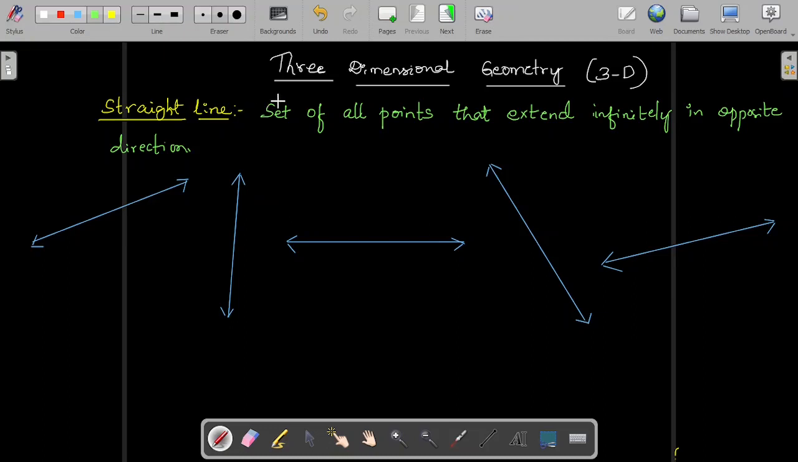Hello everyone. In this video, I'll explain about three-dimensional geometry of class 12. This chapter is all about three-dimensional geometry of straight lines. So let's know about straight lines first.